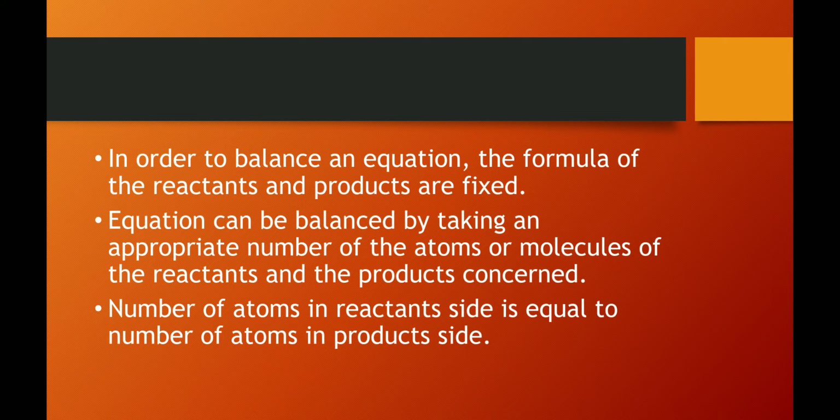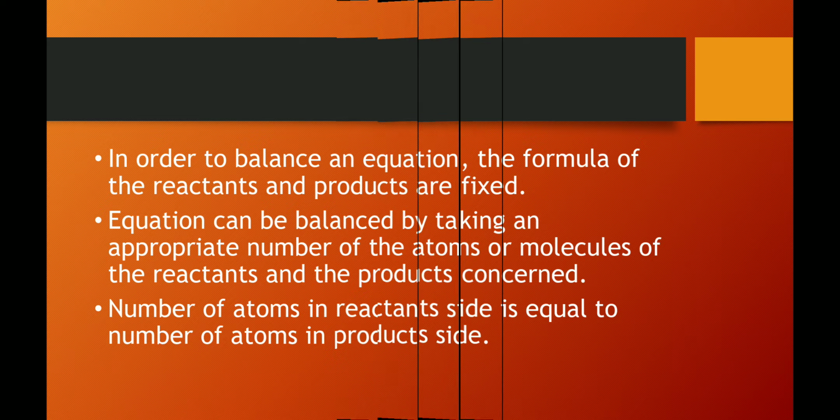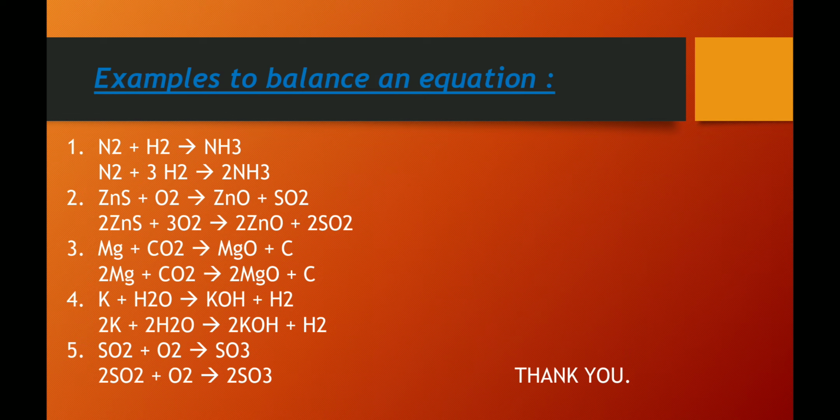If the number of atoms on both sides are not equal, then it is called an unbalanced equation or skeletal equation. So an unbalanced equation must be balanced. Let me take some examples of how to balance an equation.